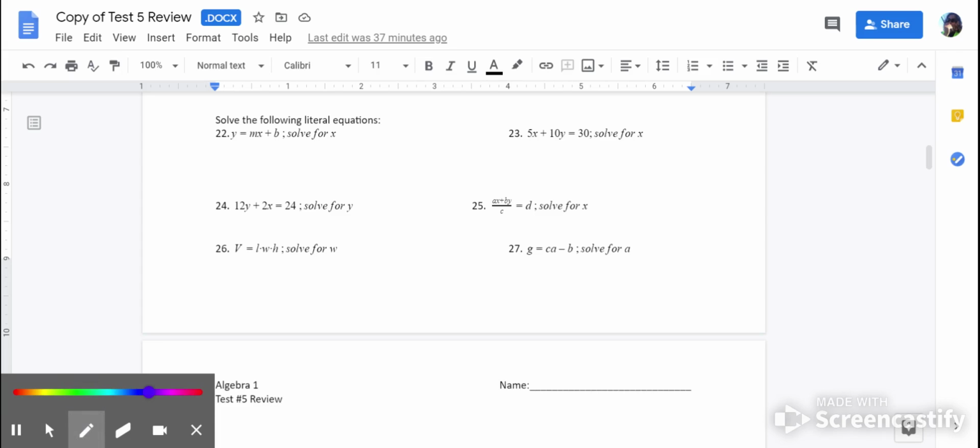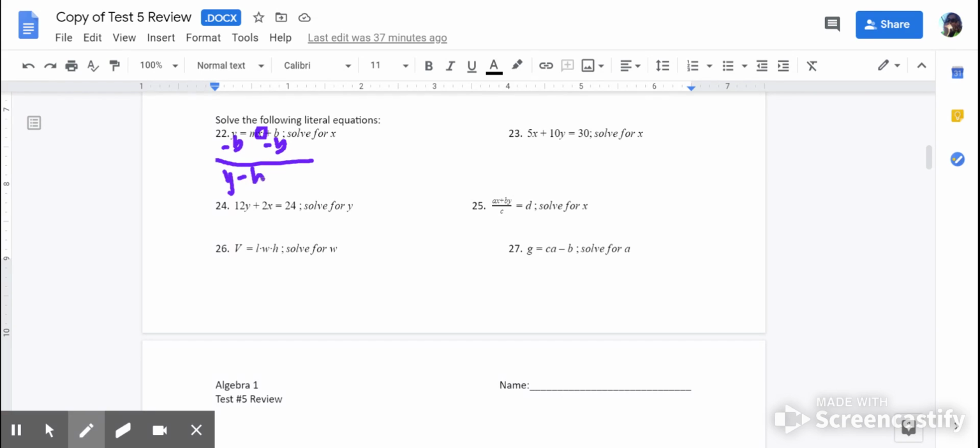Now we're going to solve literal equations. We have to first look and see what variable we're actually solving for. So it tells us we're going to solve for x, which means the m and the b are going to have to be moved, but remember I have to get rid of the b first. So it's being added. I want to do the opposite. So I subtract b from each side.